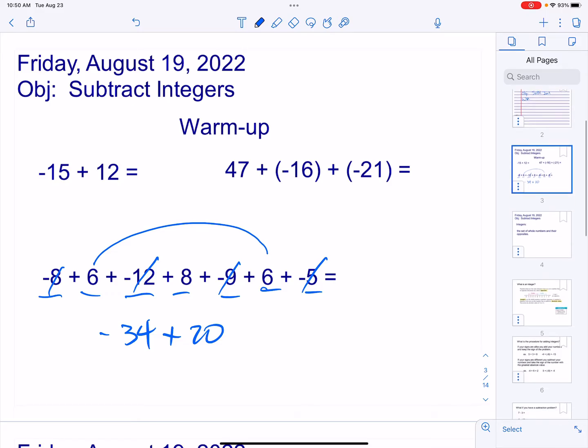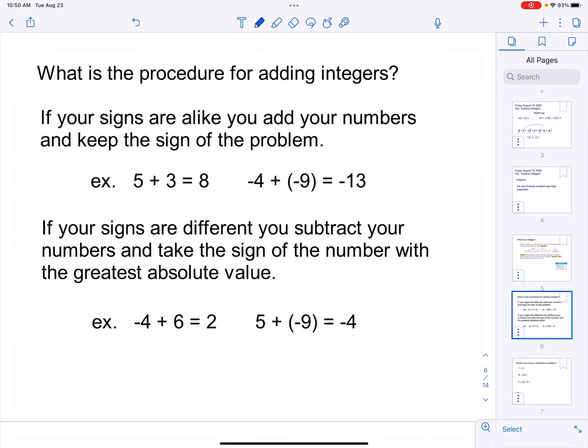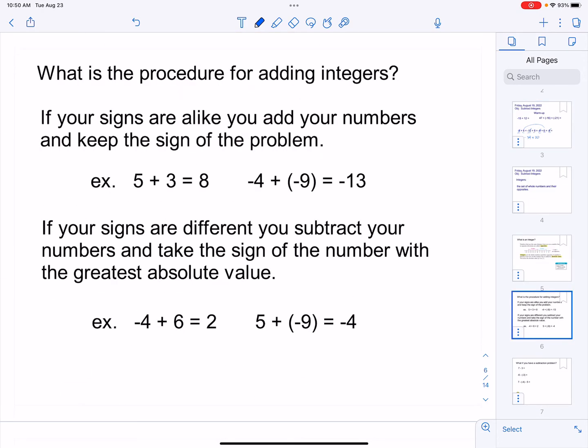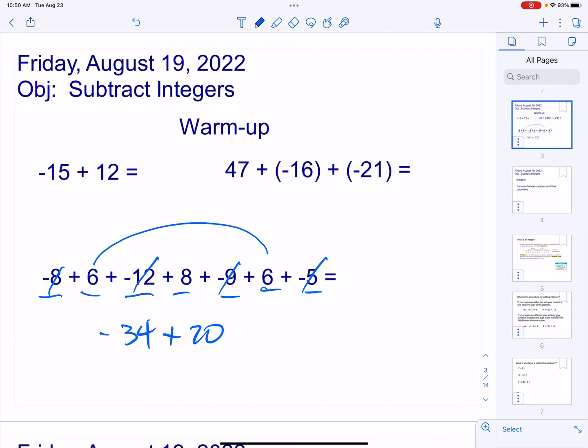Now if we look back at our rules, it says if our signs are different, and in this particular case my signs are different, one's negative, one's positive, I'm going to subtract my numbers. We're not going to do a subtraction problem. We're going to subtract our numbers and take the sign of the number with the greatest absolute value. So I'm going to take the 34, which has the greater absolute value, and subtract 20 from it, and I'm going to get 14. Now, what kind of sign is on that 14? Well, I've got 34 negatives and 20 positives. Those 20 positives are going to zap out 20 of those negatives, and I'm going to have 14 of those negatives left. And that's how we do addition.